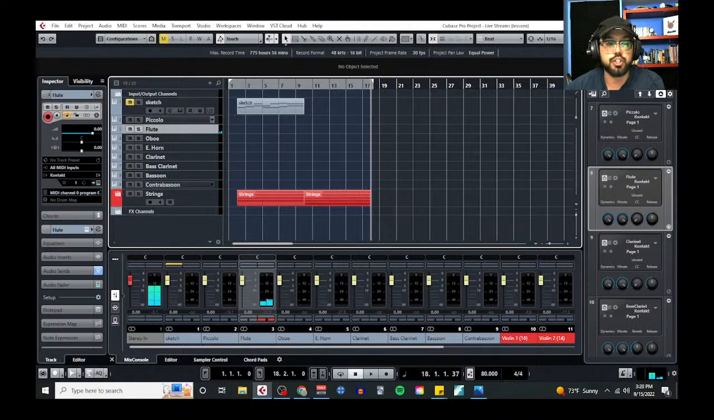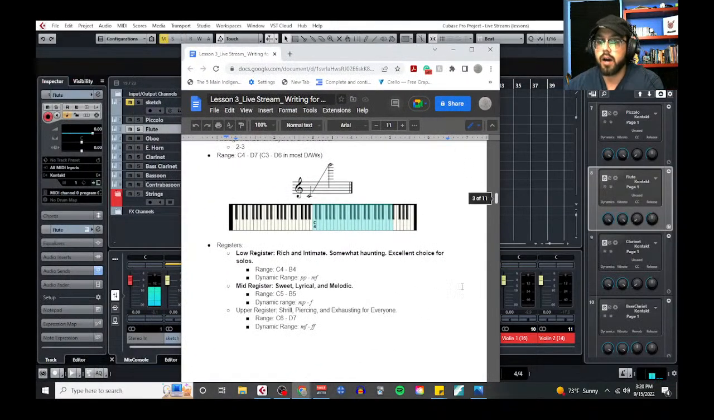This is kind of like your Shire kind of music. It's very intimate, very rich. It is on the quieter side. The loudest it can play is about mezzo forte. So this is kind of saved for more intimate settings. But the next octave is really where things start to become a lot more lyrical.